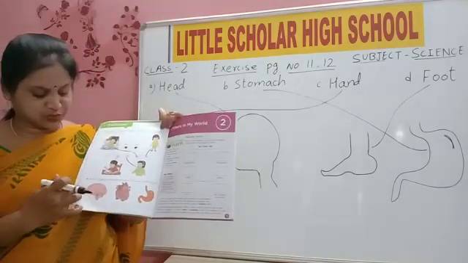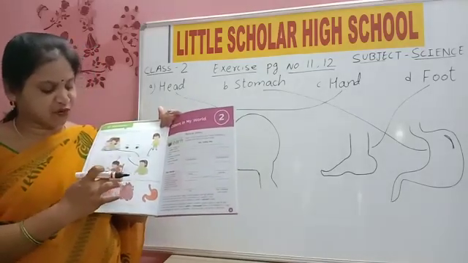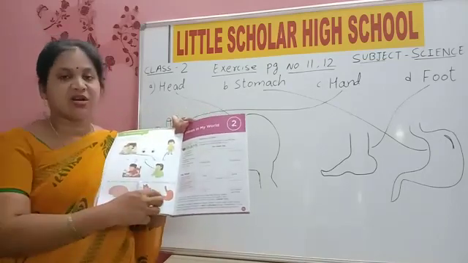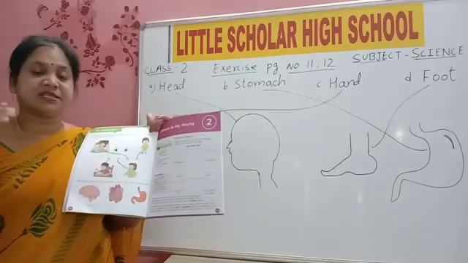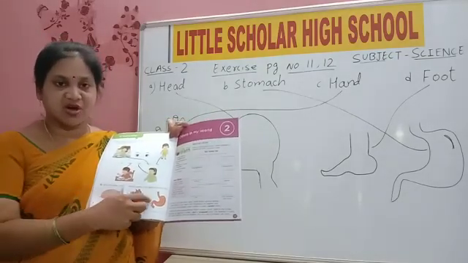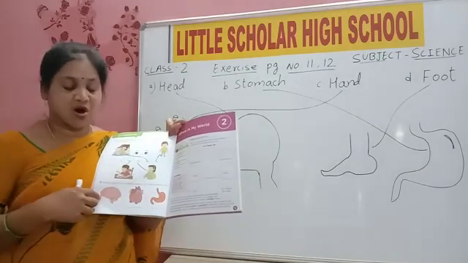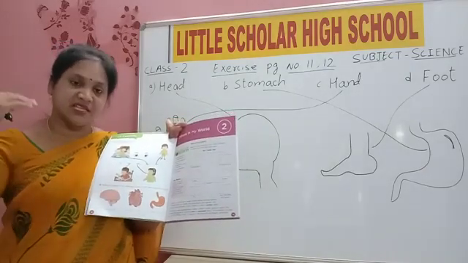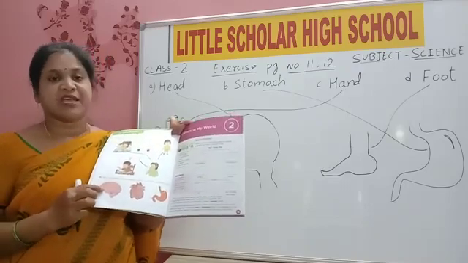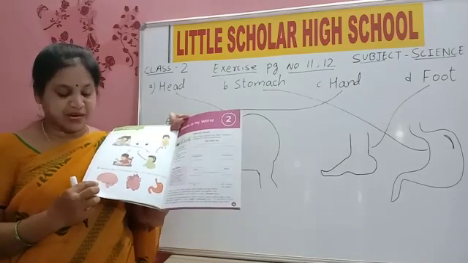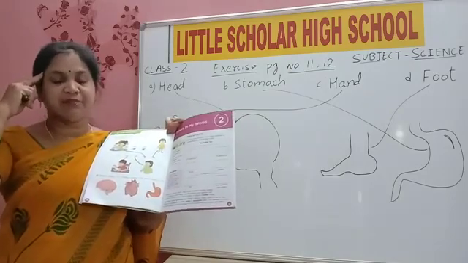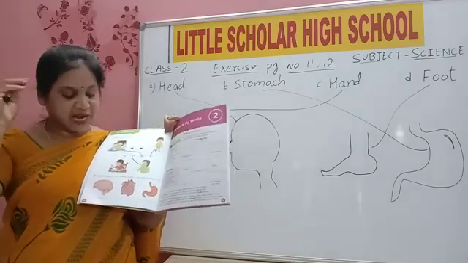Now see this. Write the names of the following organs in the space provided below. These all are the parts which are inside our body. Yes, we can't see these organs because they are placed inside our body. What is this? Can you tell me? See the picture and say what this is. Yes, this is brain. Where is the brain, children? The brain is inside our head. We can't see the brain because it is inside our head.